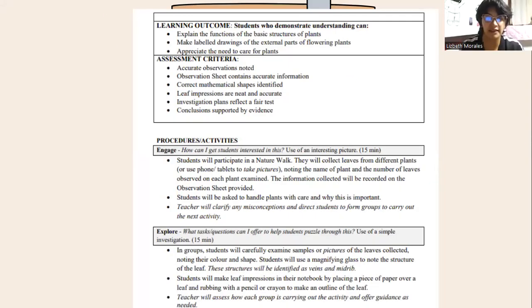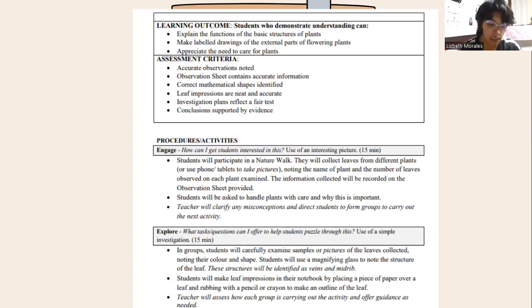Okay, the next is learning outcome. That is the part where students demonstrate that they have understanding in the class, explain the functions of the basic structure of plants, and appreciate the need to care for plants. Then we have assessment criteria, which has accurate observation notes. The observation sheet contains accurate information. This assessment criteria is more for the critical thinking that the students have for this project.